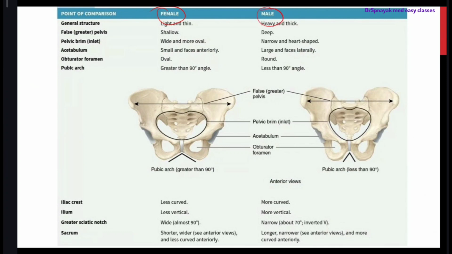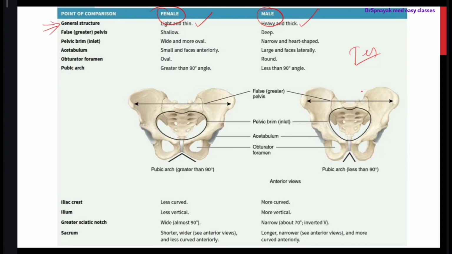Now I'll discuss the difference between the pelvic girdle in females and in males. This is a little bit interesting and important. The pelvic girdle in females is quite different from that in males. The general structure of the pelvic girdle is light and thin in females, and heavy and thick in males, because in males we have testosterone and other androgens and physiological conditions which harden bones and increase the concentration of hemoglobin in blood.